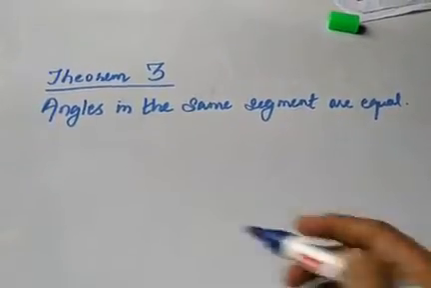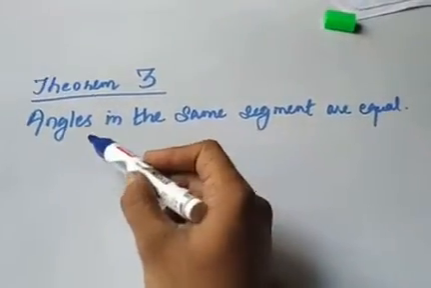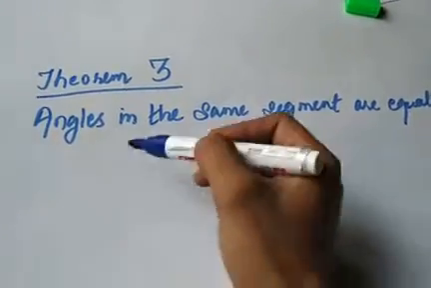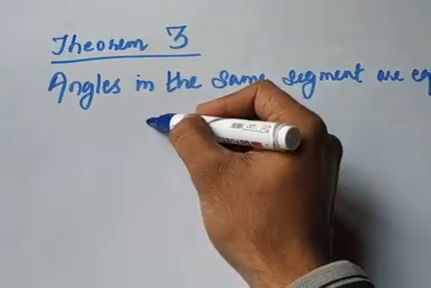Good morning, class. So this is the explanation that was left. Angles in the same segment of a circle are equal to each other. You have already written it, so I'll just explain what it means.